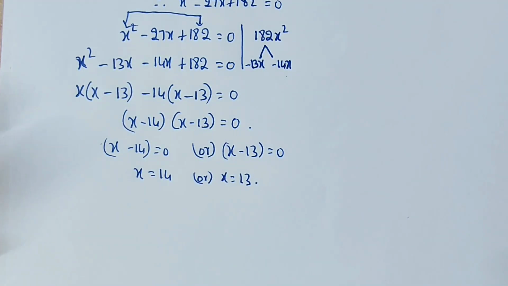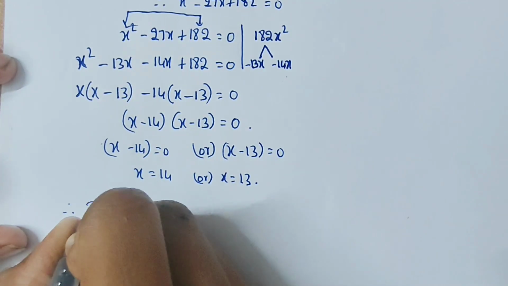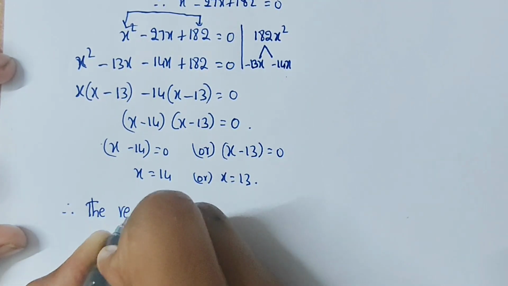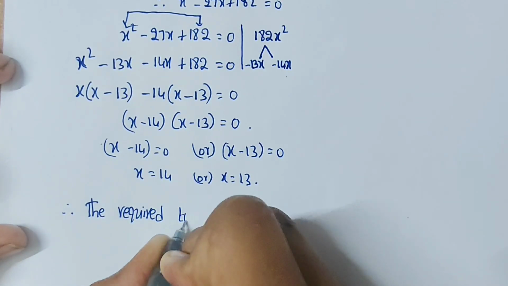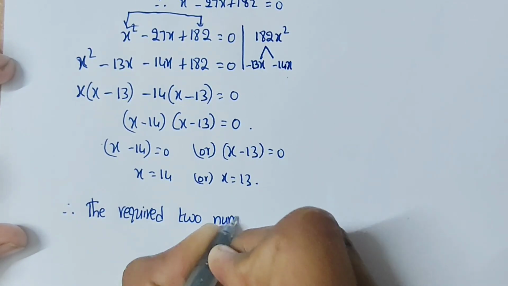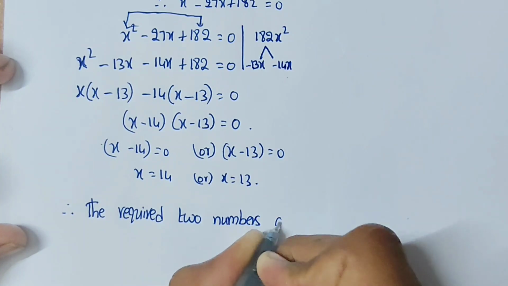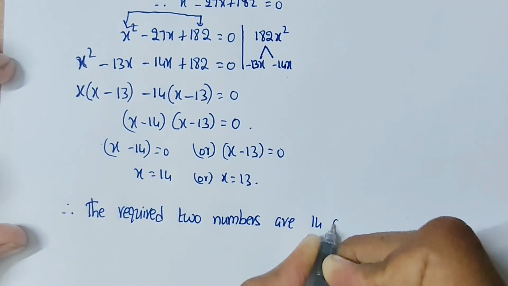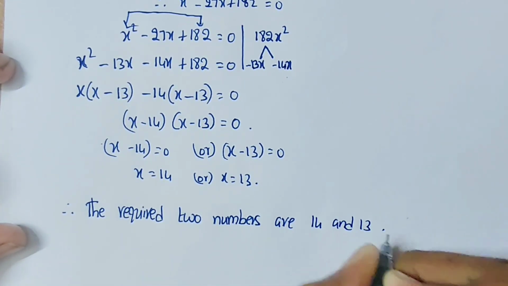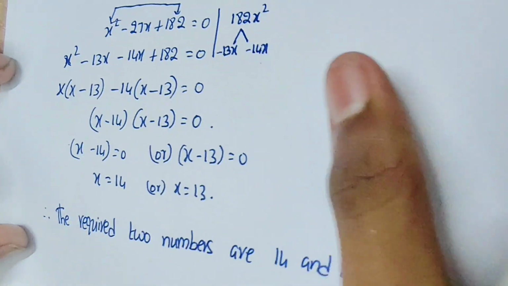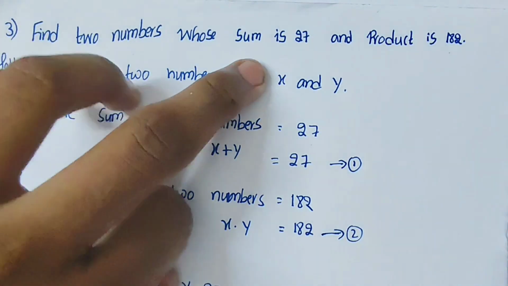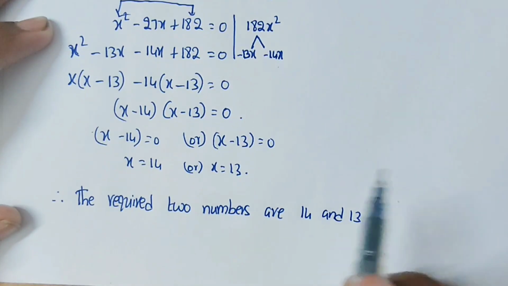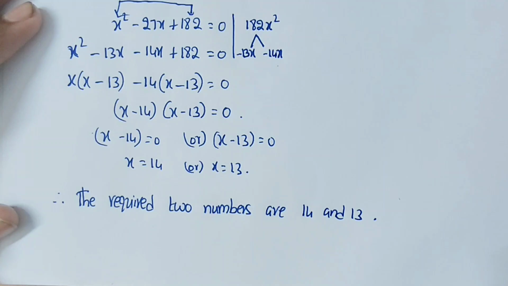Therefore the required two numbers are 14 and 13. The required two numbers that he asked in the question, find the two numbers whose sum is 27 and the product is 182, are 14 and 13. So we have completed the third question.